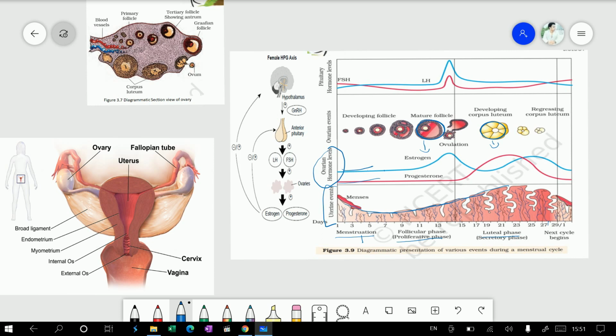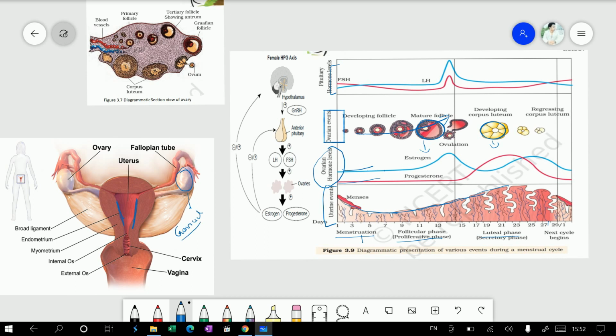Then these are the ovarian events, in which you can see the growth of the follicle, and this is the pituitary hormone. See, this is the endometrium and this is the ovary. In other words, we can say this is the gonad.